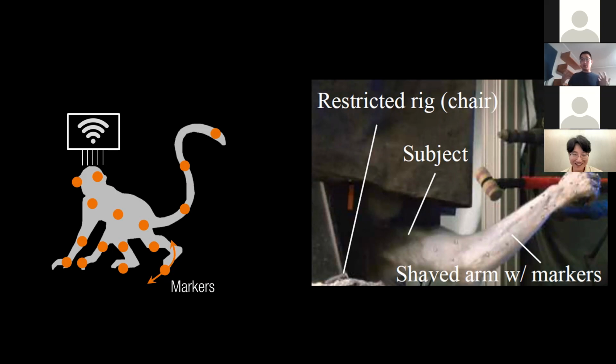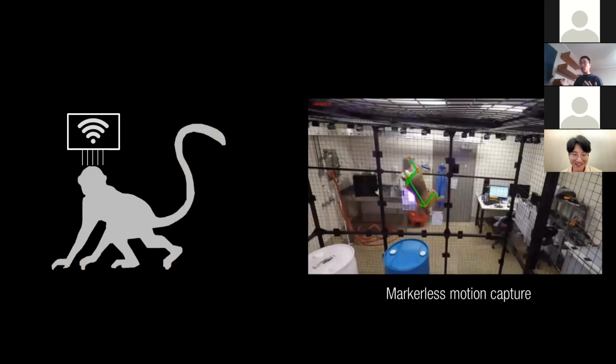So of course, this is a very invasive setup, negatively affects the natural behaviors of the monkey. Okay? So my goal here is to enable markerless motion capture for the monkey, as shown in the video here, using just RGB cameras. Here I'm showing one example where we predict the location of the markers of the monkey without any fiducial markers attached to the body.